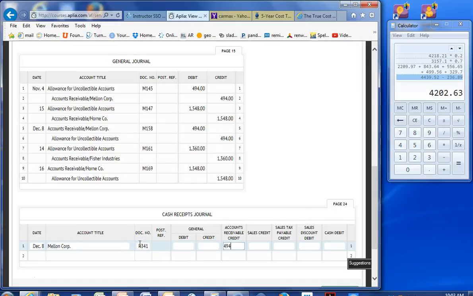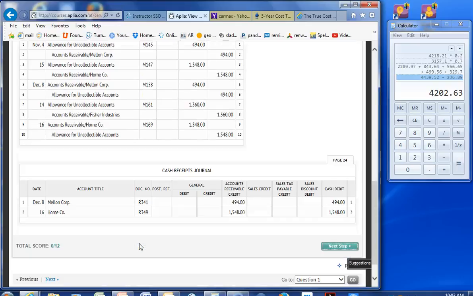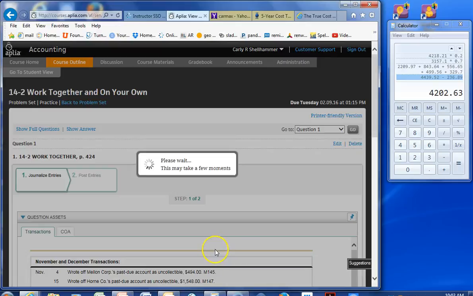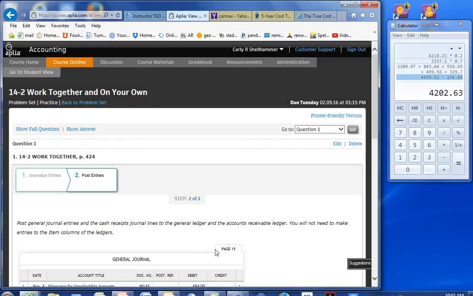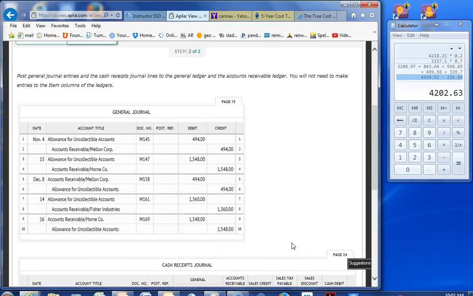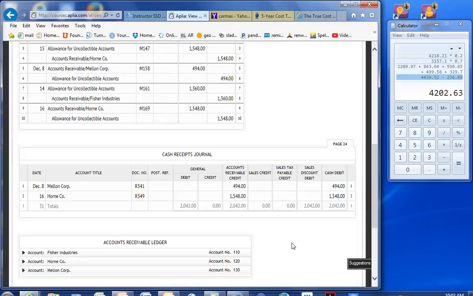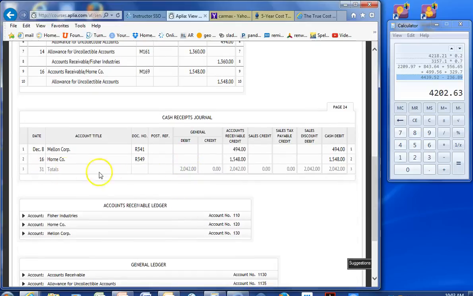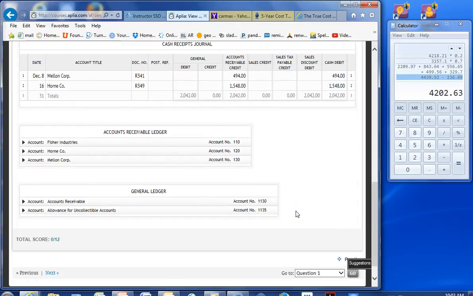It's accounts receivable credit and cash debit. And then we got some more money on the 16th from Horn Co. And that was receipt number 349. 1548. Okay, let's go on to the next step. Now we get to post some entries. Did we have to total that in the last page? I don't remember. All right, let's go.